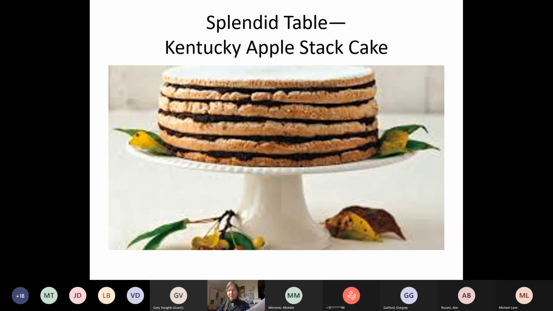Okay, yeah, and then let's just sit on there. Okay, Splendid Table on NPR. Okay, so Kentucky Apple Stack Cake.